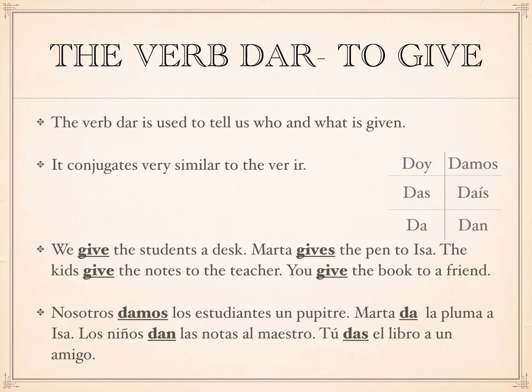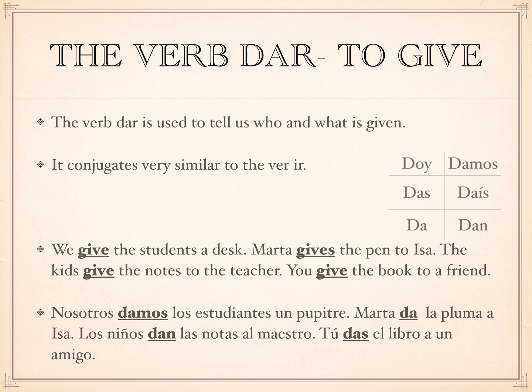Let's go on. The verb dar, which means to give. The verb dar is used to tell who and what is given. So it actually conjugates very similar to the verb ir. Doy, das, da, damos, dais, and dan. Again, doy, das, da, damos, dais, and dan. So some of the examples you can see are, we give the students a desk. Nosotros, we are the ones giving, damos a los estudiantes un pupitre.